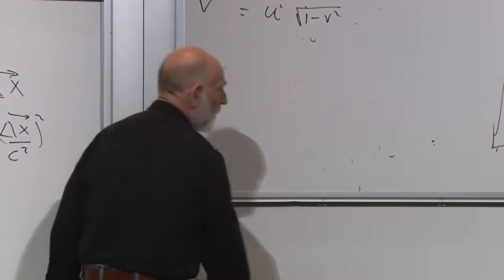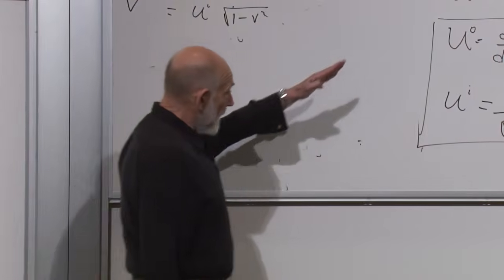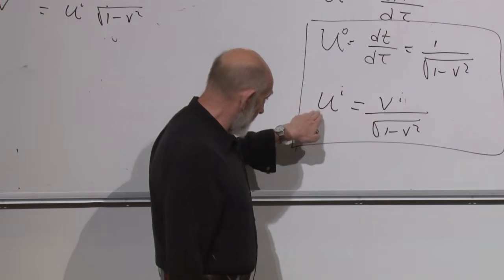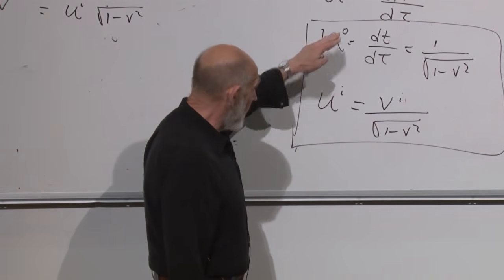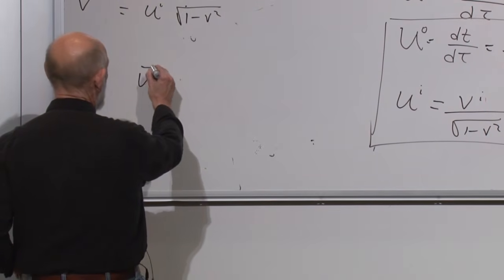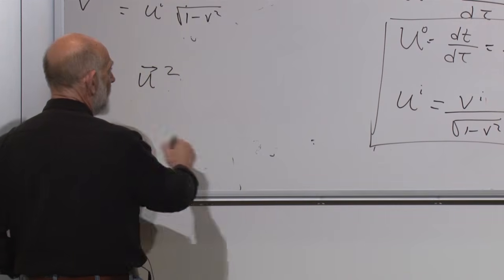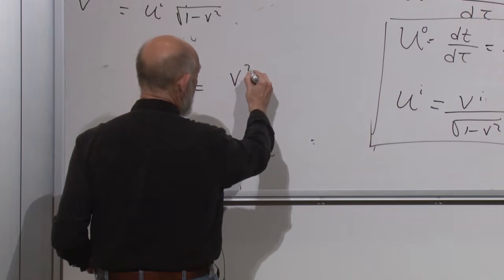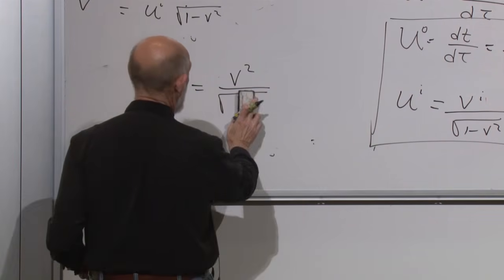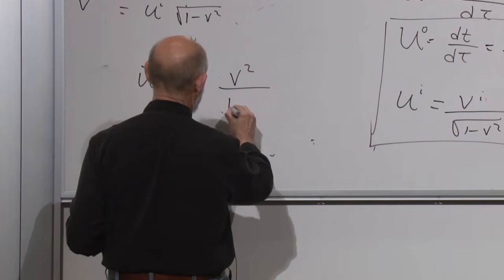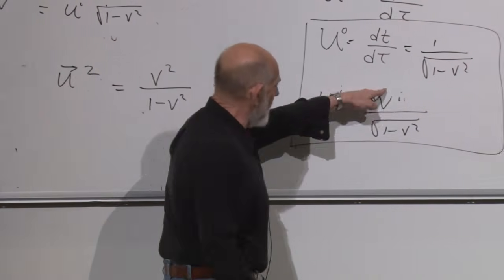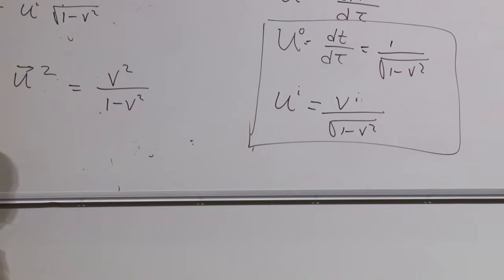Okay, I'll explain very quickly why it doesn't have 4 independent components. There is a relationship between the 3 components of spatial velocity u sub i and u sub naught. Let's call u squared, which happens to be v squared over 1 minus v squared. That's the space component squared: v squared divided by 1 minus v squared.